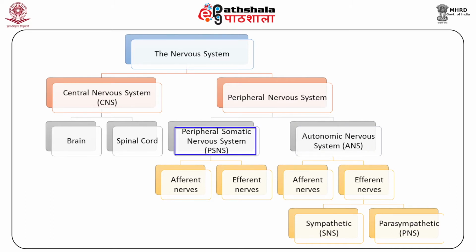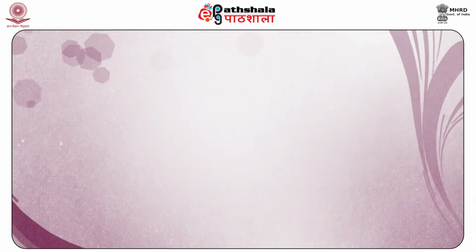The peripheral somatic nervous system is further divided into afferent nerves and efferent nerves. The autonomic nervous system, known as the ANS, is further divided into afferent nerves and efferent nerves. In this section, the efferent nerves are further divided into sympathetic, also known as SNS, and parasympathetic, which is also known as PNS.